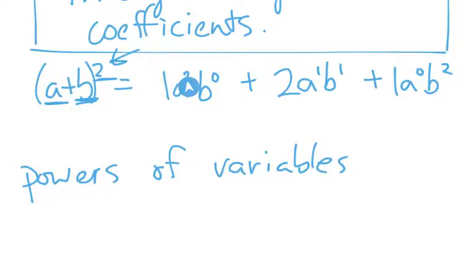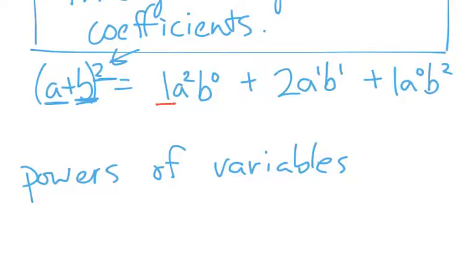So it's a to the first, because 2 minus 1 is 1. Then you take it down until you get to a is 0. And b, on the other hand, starts at 0 and goes up until it hits its number. Okay, and hopefully this pattern will become more apparent as I do some examples.